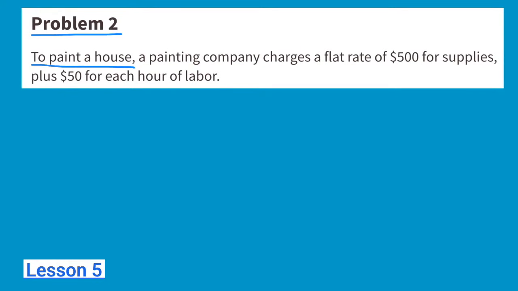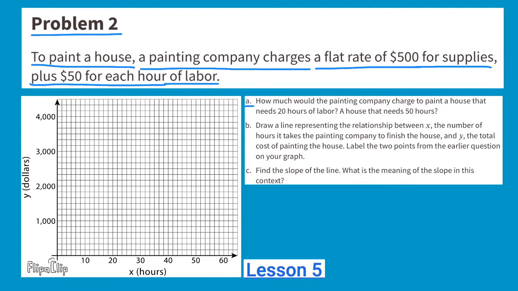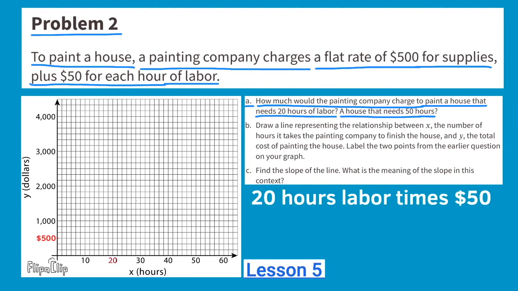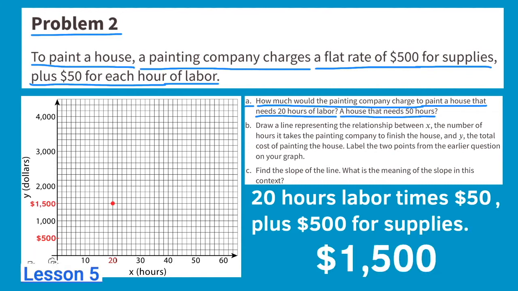Problem number 2. To paint a house, a painting company charges a flat rate of $500 for supplies, plus $50 for each hour of labor. A. How much would the painting company charge to paint a house that needs 20 hours of labor? A house that needs 50 hours of labor. 20 hours labor times $50 plus $500 for supplies. 20 times 50 is 1,000 plus $500 is $1,500.